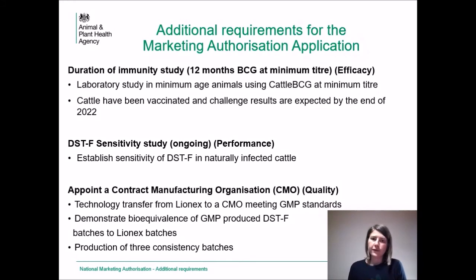And if the consistency batches are available in time for phase 2, we may also use one of these batches in phase 2 of the trials. This is not a prerequisite to gain marketing authorization, but would be advantageous.